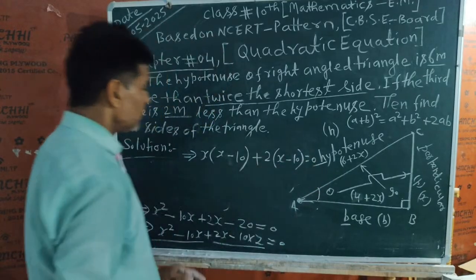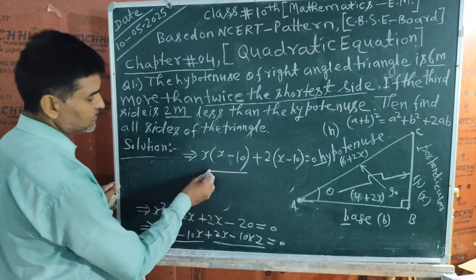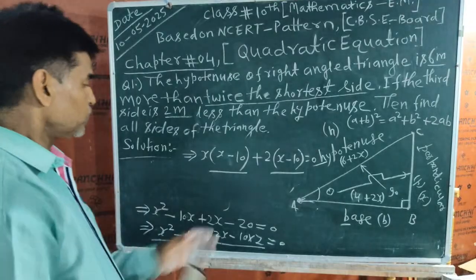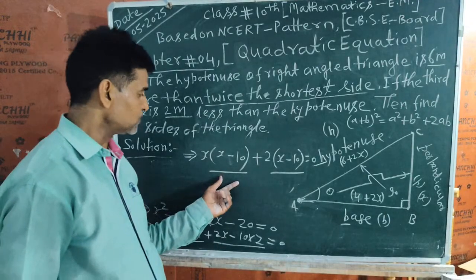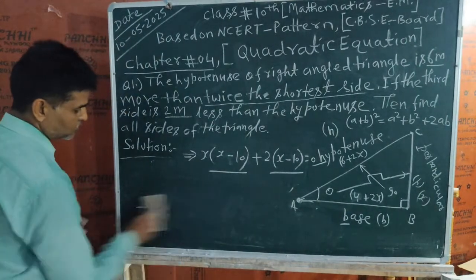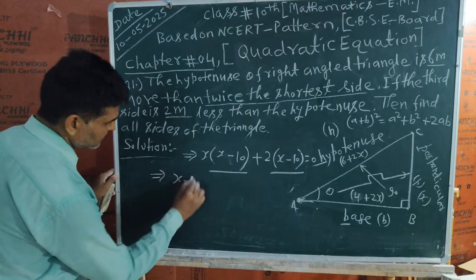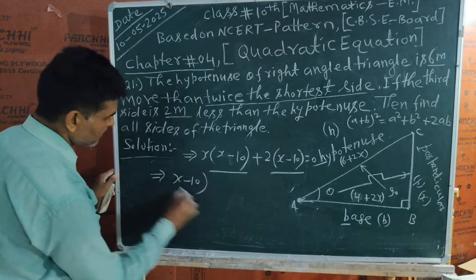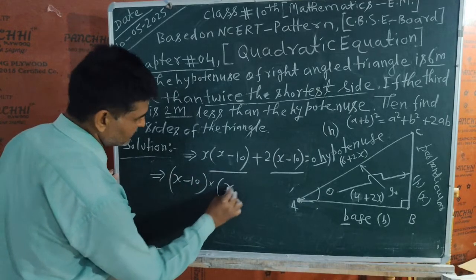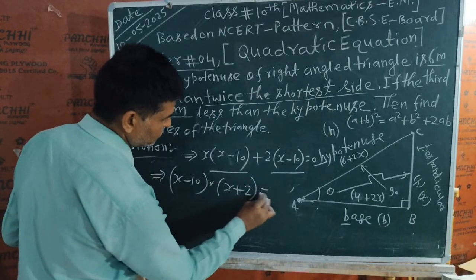Okay student, now further you look here, because in this term x minus 10 is available and also x minus 10 is available in the second term. From both terms I will take x minus 10 common. Okay student, now here I have to take x minus 10 that is common in one bracket, and in the second bracket here will be x and here will be plus 2, which is equal to 0.